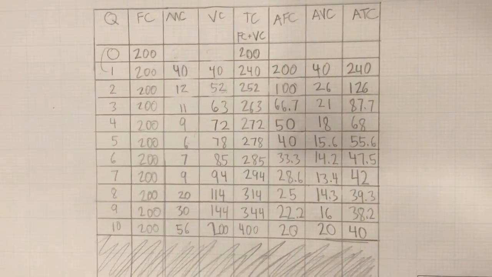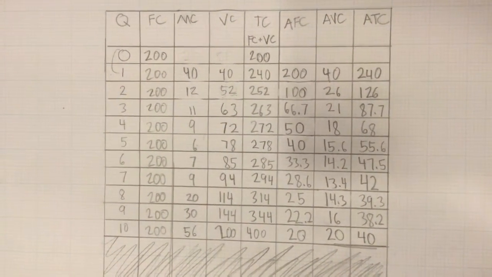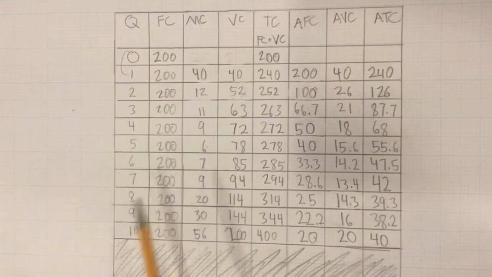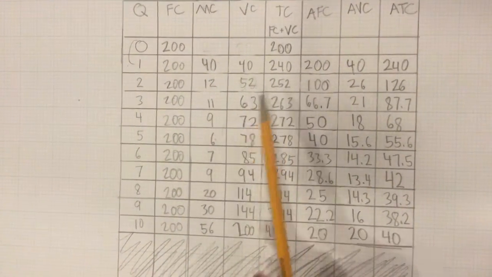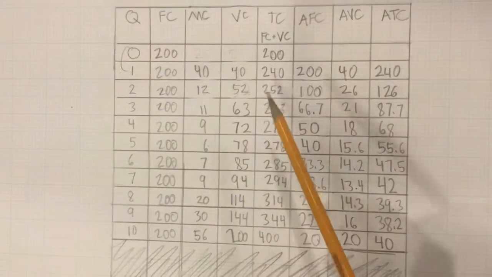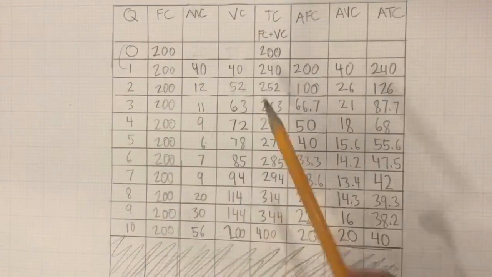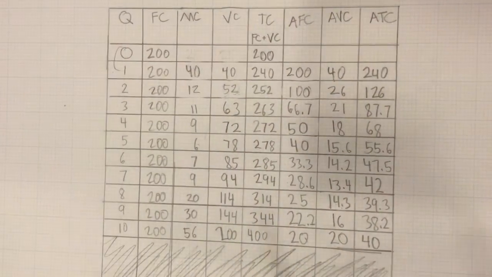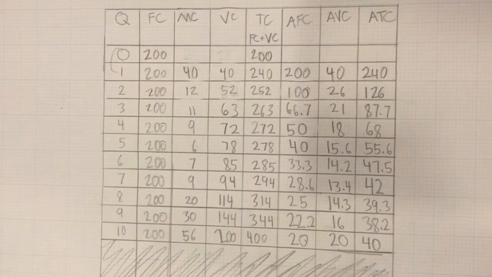So, this is the cost table for a firm. Here is the quantity output. Here we have the fixed cost, which is the same all the time. Here we have the variable cost, which increases, and the marginal cost, which shows how much the variable cost increased by. It goes down and then comes back up. The total cost, which is the fixed cost plus the variable cost.